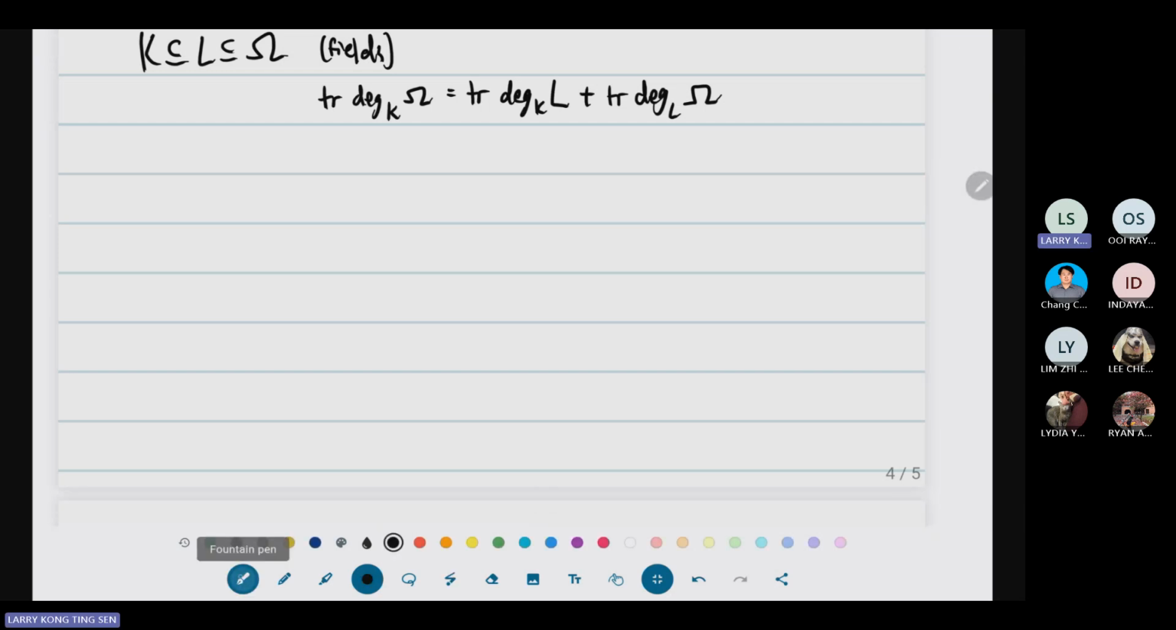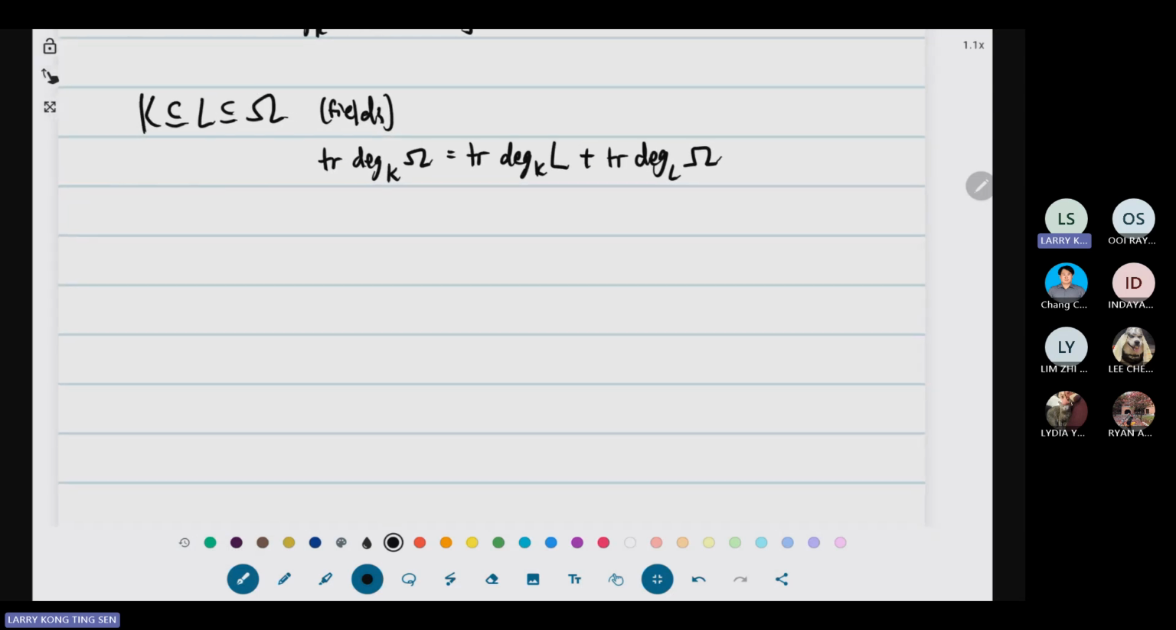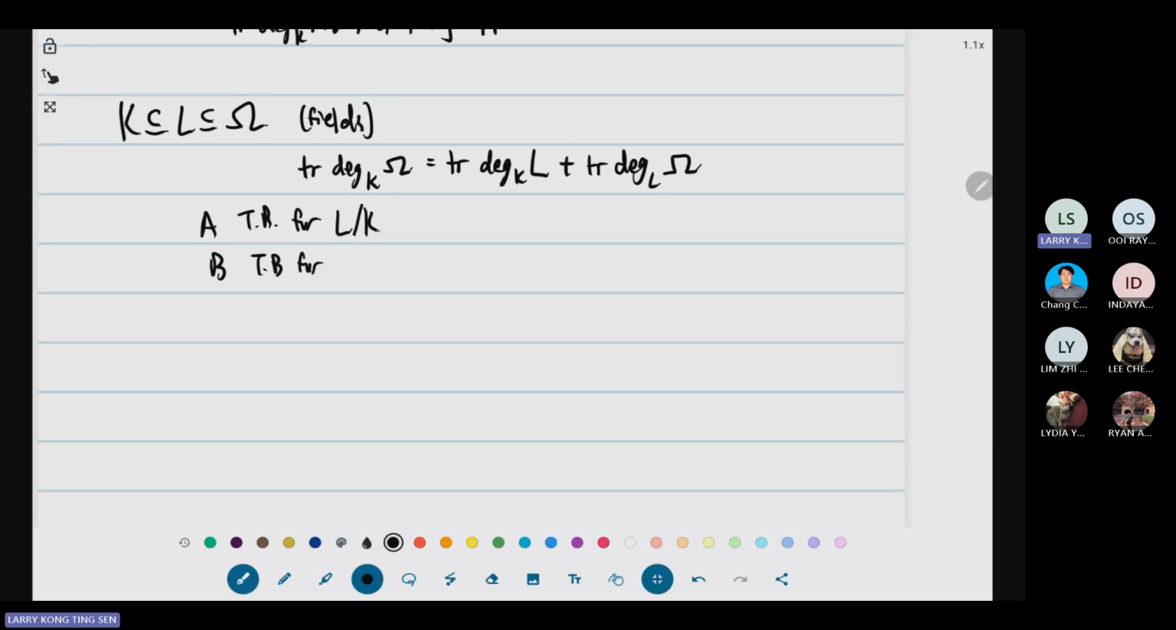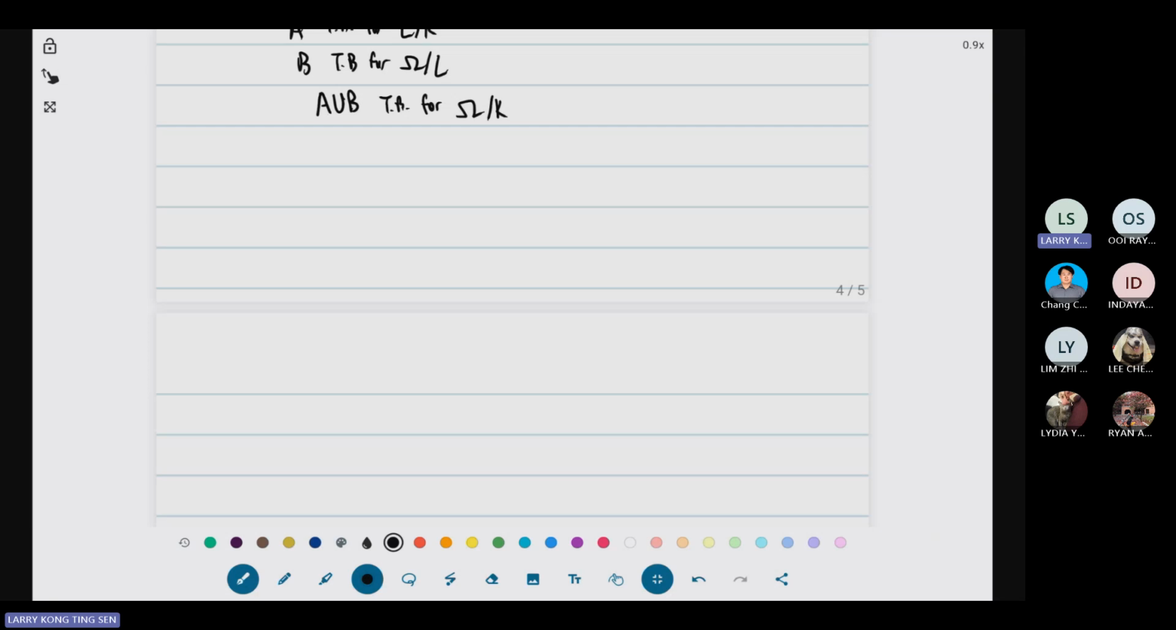Basically, for the proof idea, but I will not elaborate here: if A is a transcendence basis for L over K, and B is a transcendence basis for omega over L, then it follows that A union B is a transcendence basis for omega over K. But I'll leave those details for those who are interested in it. Yeah, homework.